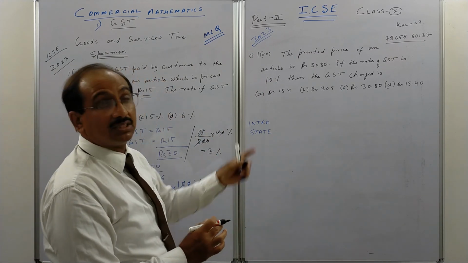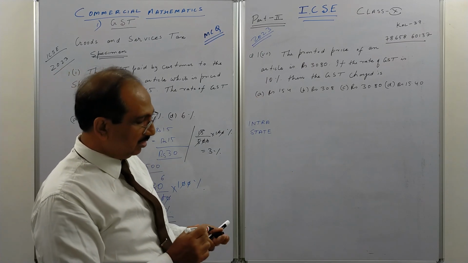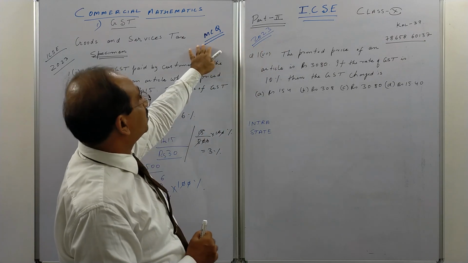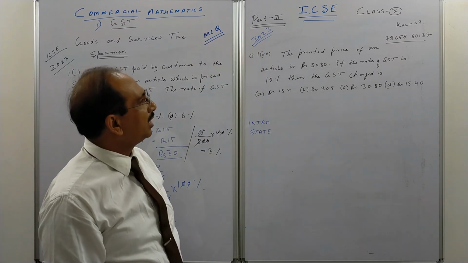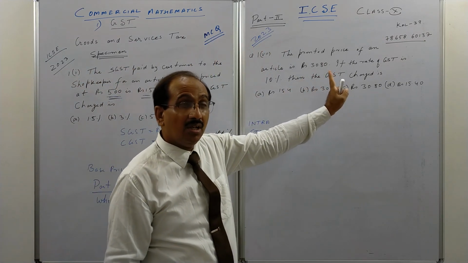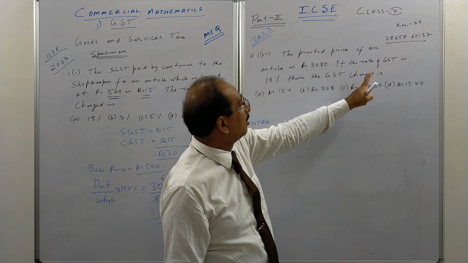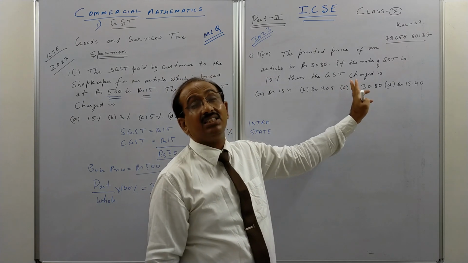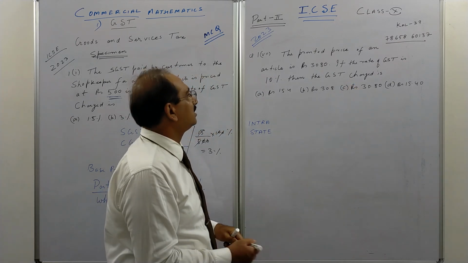The printed price, this is the real question which came this year. Question 1, part 7 of the ICSE 2023 MCQ. The printed price of an article is 3080. Now listen, read the question very carefully. If the rate of the GST is 10%, then find the GST charged, just the GST.